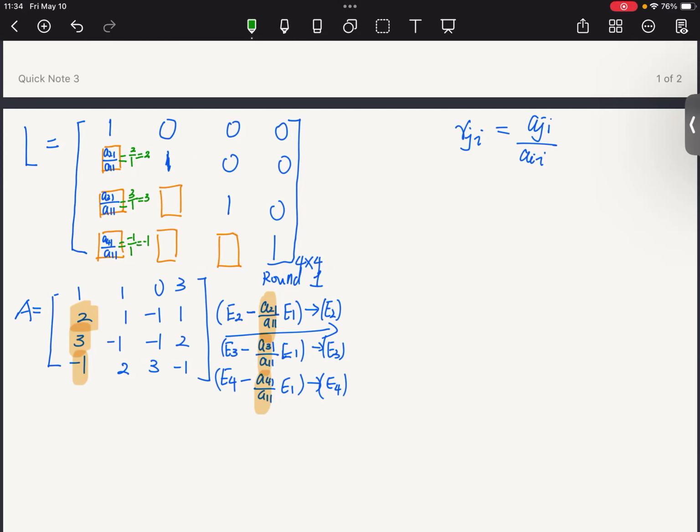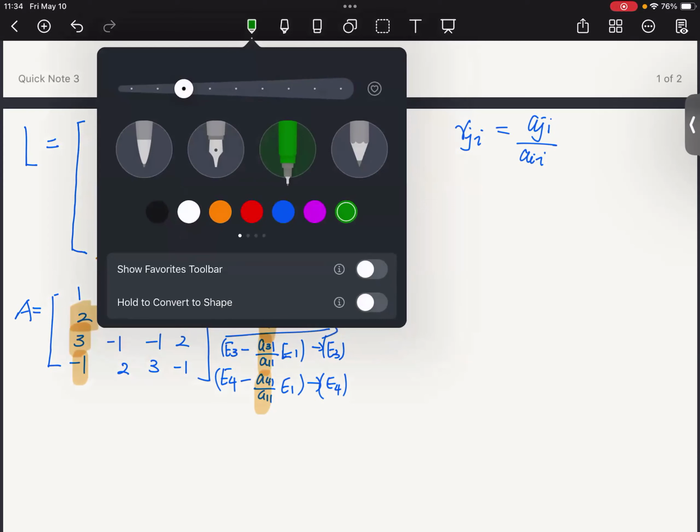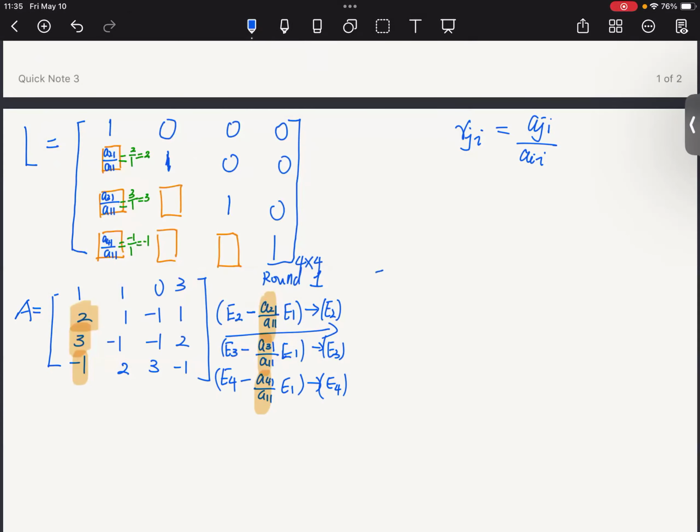Now I'm going to do the actual row operation for round 1, and I got this. So from round 1, I got the matrix 1, 1, 0, 3, and then 0, negative 1, negative 1, and then negative 5. Am I right? 0, negative 4, negative 1, negative 7, 0, 3, 3, 2.